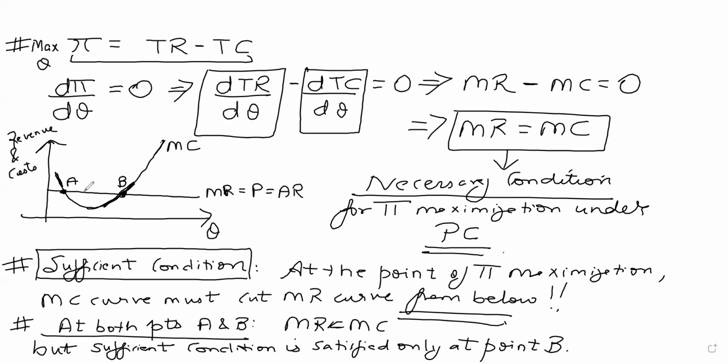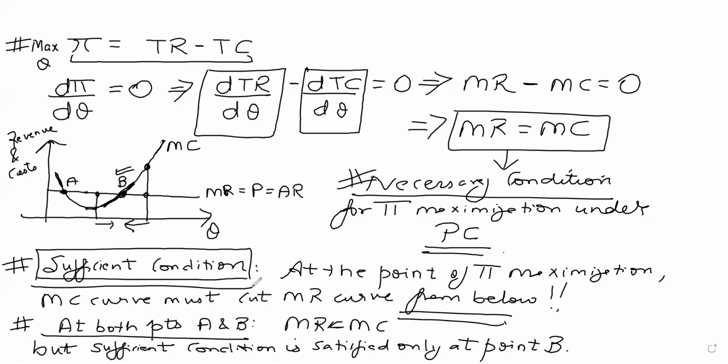So beyond point A, if you produce further, MR is more than MC, which means point A is a divergent equilibrium. You would never reach point A. But at point B, to the left of point B, MR is more than MC, which will cause the output to rise. To the right of point B, MC is greater than MR, which will cause the output to fall. So point B is the convergent equilibrium, the only unique equilibrium where the necessary and the sufficient conditions both are satisfied.